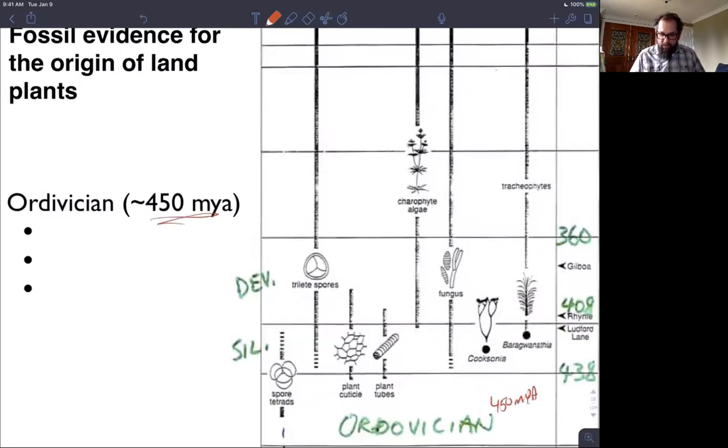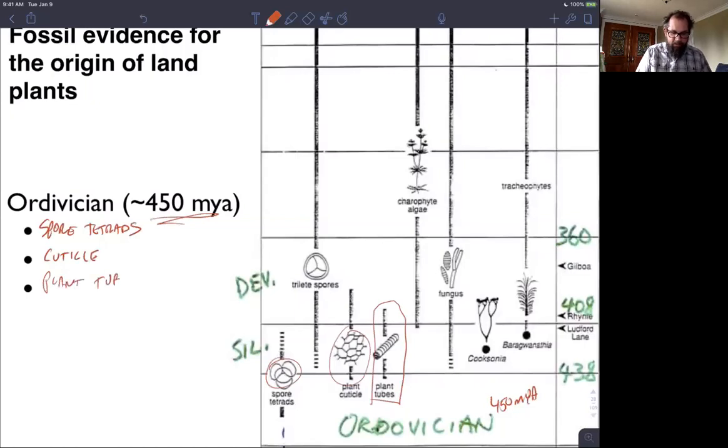And what we see is, remember, the spore tetrads are our first evidence for land plants. Spores being the product of meiosis, we see those four spore tetrads, and that's the first thing that we see in the fossil record. We also see plant cuticles arising. So we've got the cuticle, which is our indication for another land plant synapomorphy. And then the last one that I want to mention here is these things that we call plant tubes.